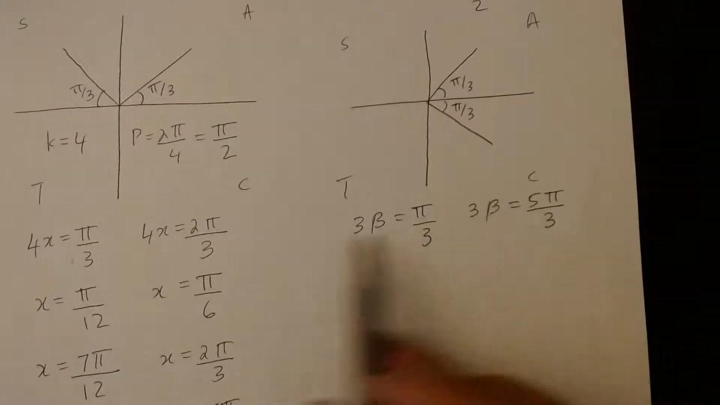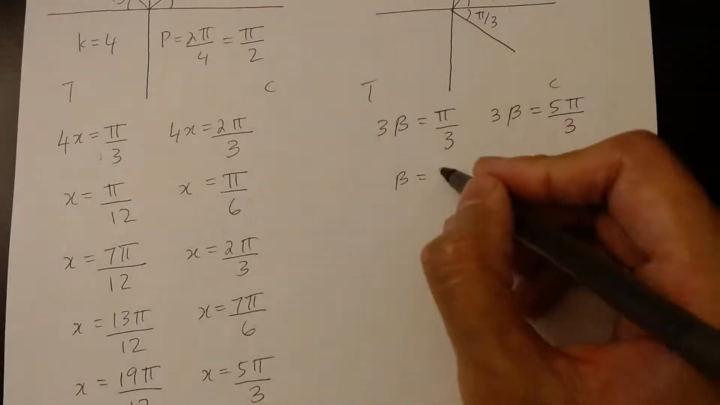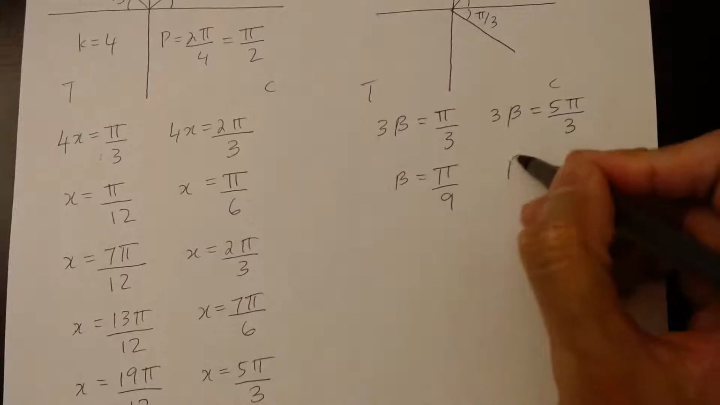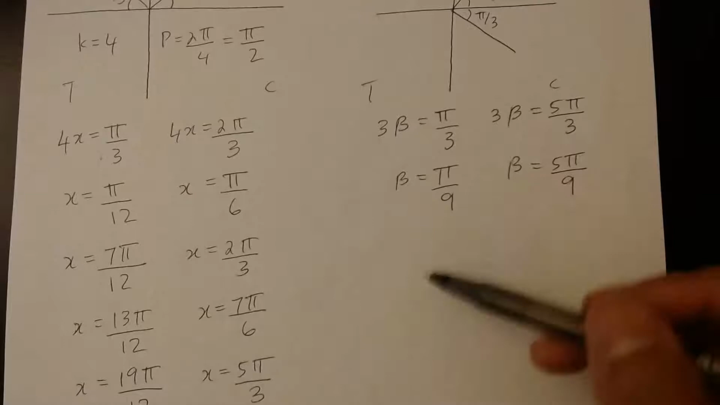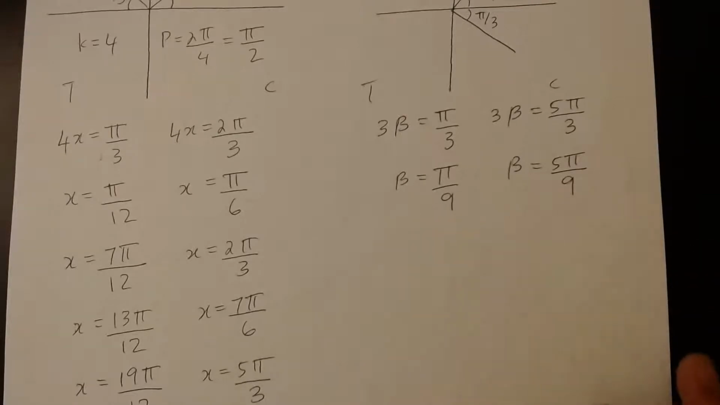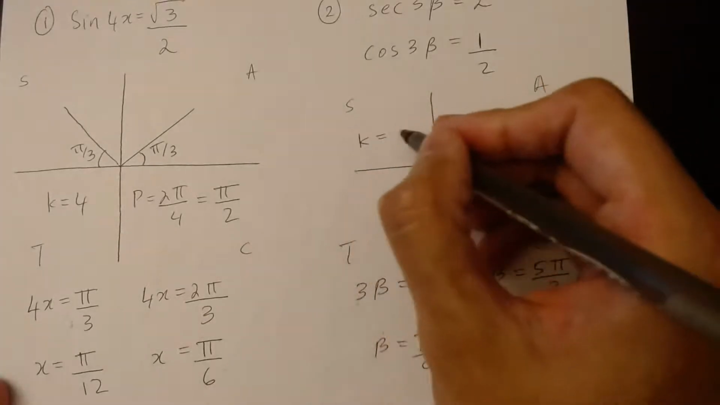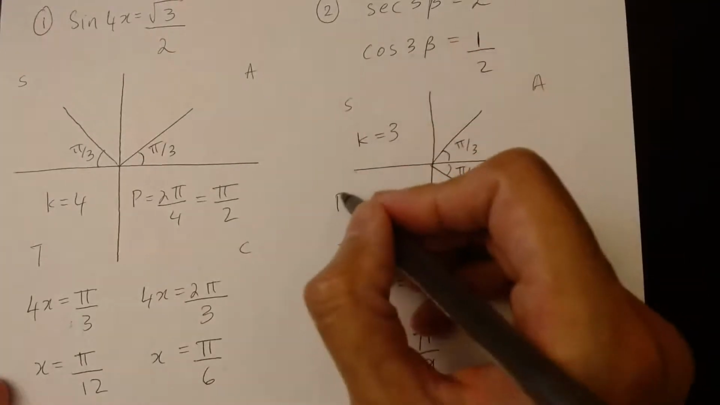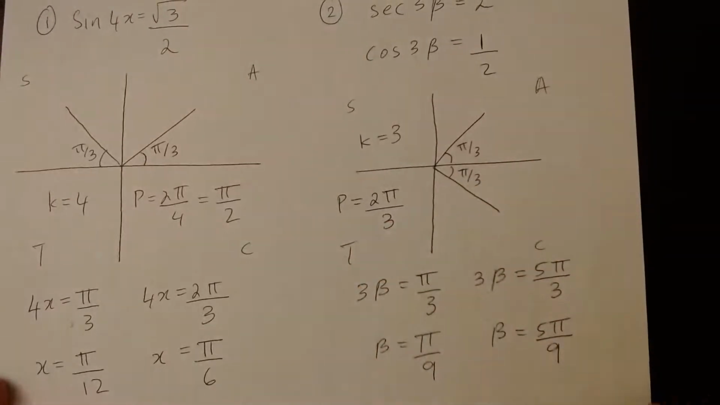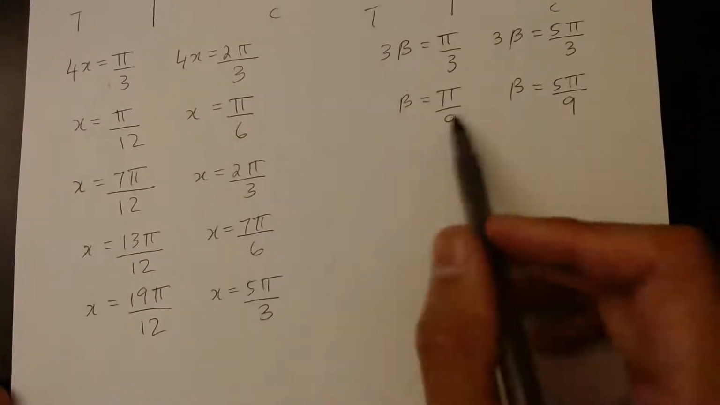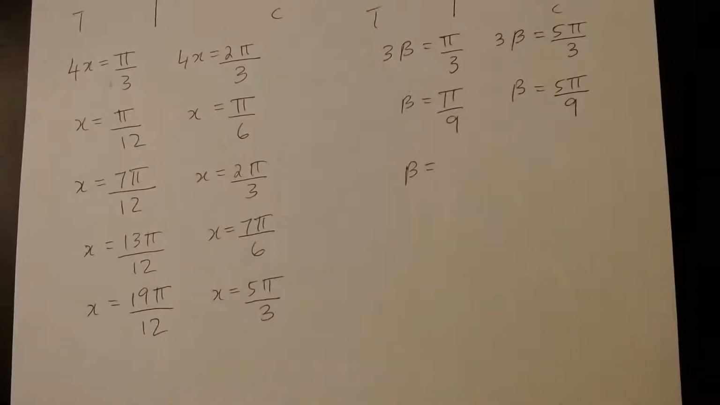Now I can divide by 3 for both of these. So my first actual solution is pi over 9, and my second actual solution is 5 pi over 9. So now I just need to find 2 more solutions for each of these, and I'll have my 6 solutions total. In order to do that, I know I have to find my period. So k just equals 3 in this question, which means my period is 2 pi over 3. All I have to do is add 2 pi over 3 to these two values twice to get my next couple of solutions. So I'll start with the pi over 9.